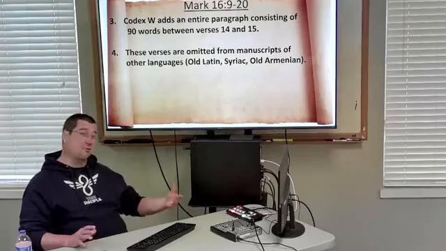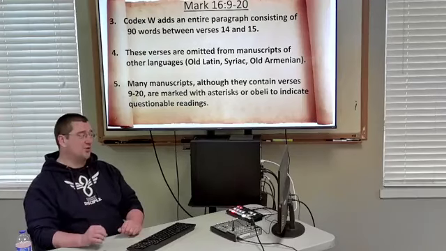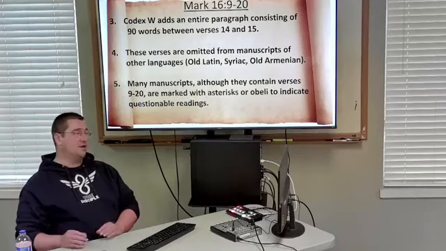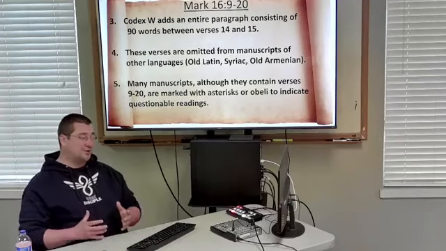Number 5. Many manuscripts, although they contain verses 9 through 20, are marked with asterisks or obeli to indicate questionable readings. So just like we talked about the previous week, where we started off with John 5:4, which is the description of the pool of water that's being stirred by the angel to heal people, once that reading starts to appear, what you see in other manuscripts is that people are trying to indicate to the readers or the scribes who will be copying it that there's something questionable about this section.